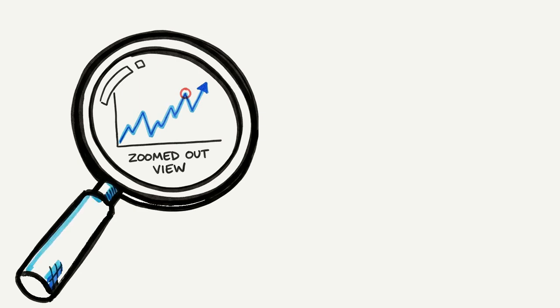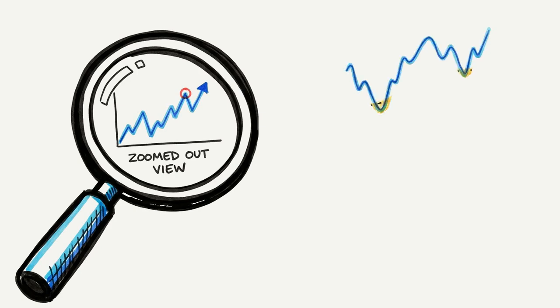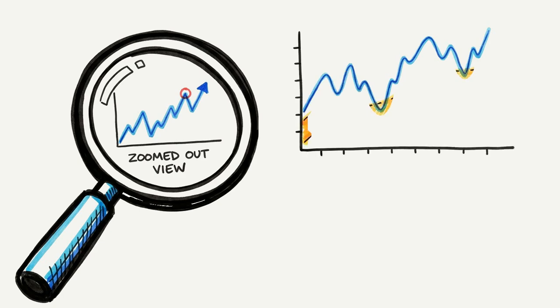Now let's look at how to draw support and resistance for yourself. First, zoom out on the chart. Beginners often zoom in too far and miss the bigger picture. When you zoom out, it becomes easier to spot the obvious places where price reversed multiple times. Next, mark the areas where price clearly changed direction again and again.